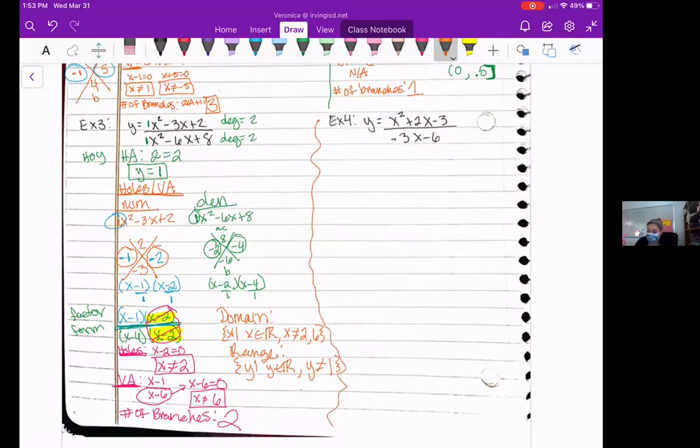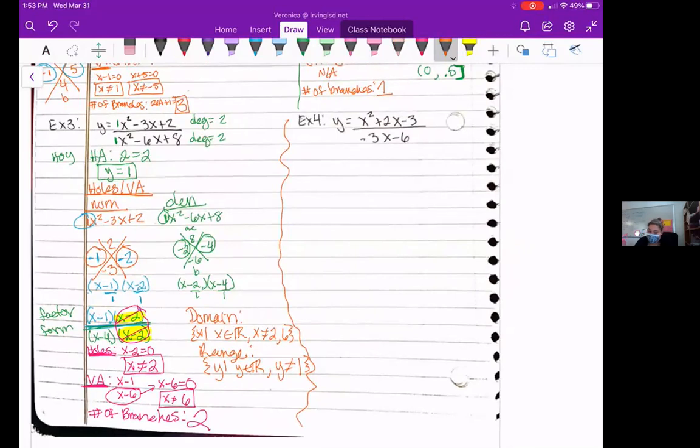Okay, example 4. Okay, so we're gonna start off by finding our horizontal asymptote again first, right? Because to me, it's already expanded, so it's easy to find the degree of the polynomial. Okay, so the degree in the numerator is what, Getsemani? The degree of the polynomial in the numerator, what is it? 2. And then the degree of the denominator is what, Diego?